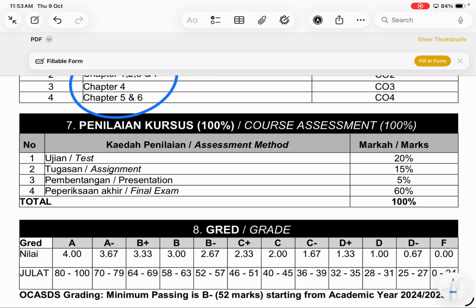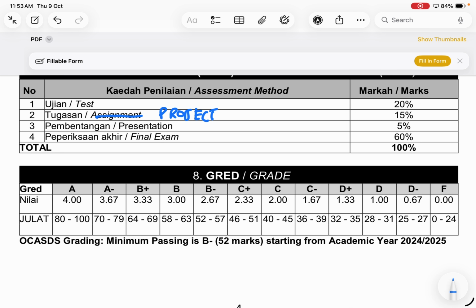And now here's your breakdown. We have 20% midterm, 15% assignment, which is project. I made a mistake, it's project, not assignment. Presentation 5%, the usual thing. And then final is 60%. And of course, the new grading should be over here. This one is considered pass. Are you all okay? Are you all with me? Are you happy?